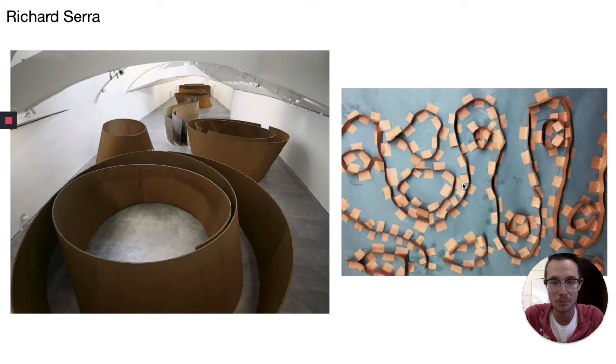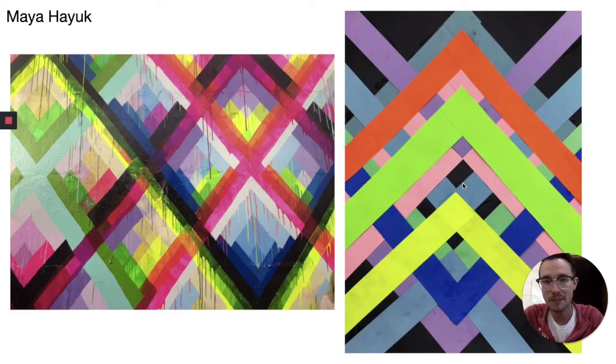Maya Hayuk is probably one of my favorite artists. She is based out of Brooklyn, and she's pretty young, probably like in her mid to late 30s, I would think. She does a couple different styles of paintings. I'll show you kind of a digital version that I do of her later on. But here is one of her paintings off to the left.